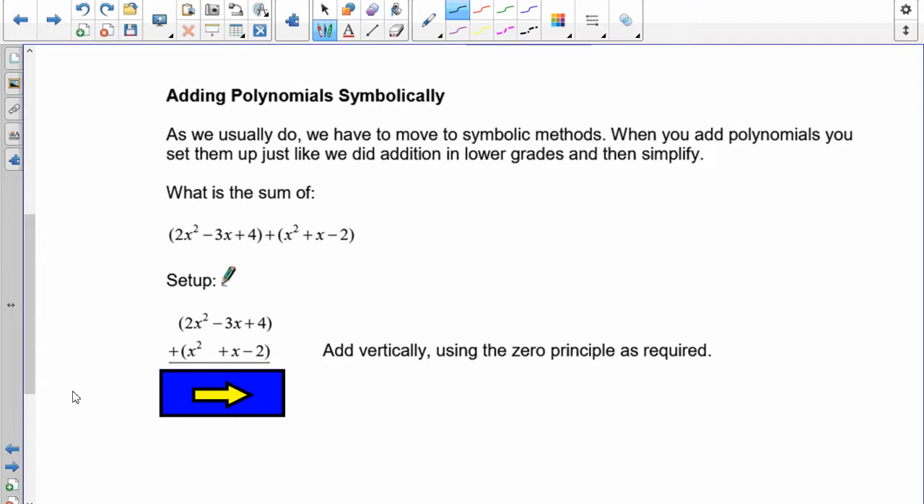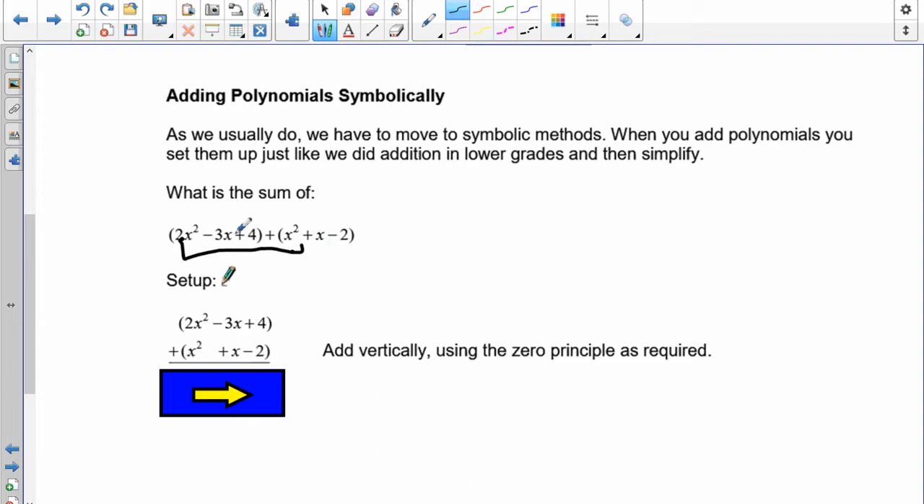Let's get rid of the tiles and let's do just symbolic. And this is where we really have to rely on 5.2. Did you understand what goes together and does not go together? Okay, so take a look at this. We've got 2x squared and an x squared. Now these two are like terms because they have the same degree, 2, and they have the same variable x. So they go together.